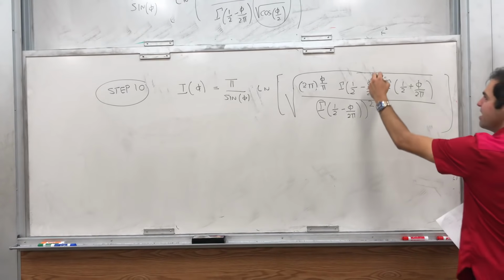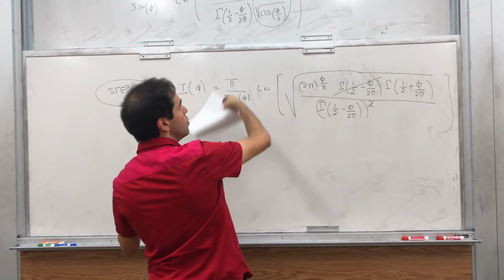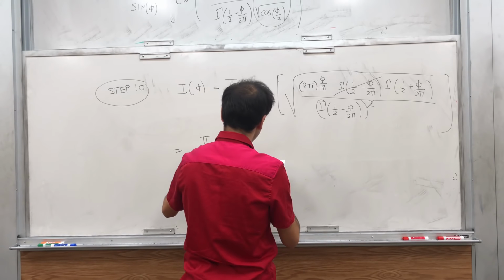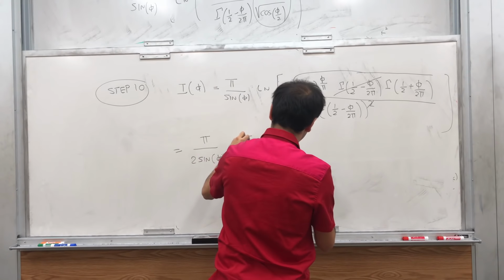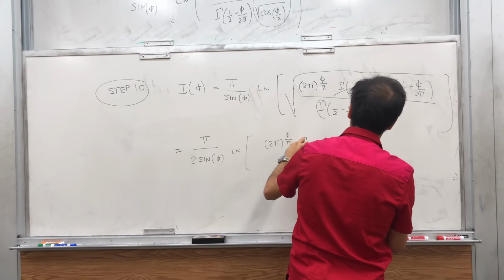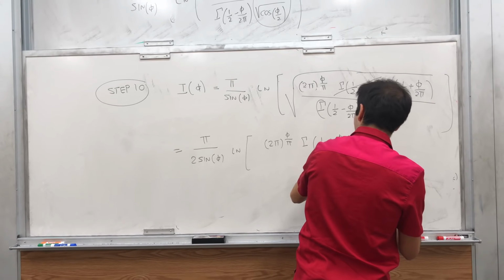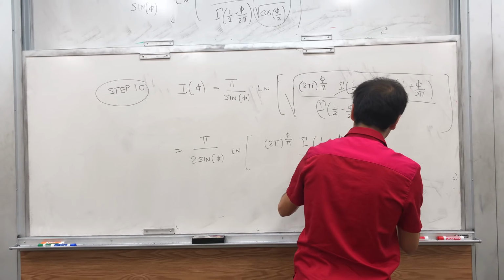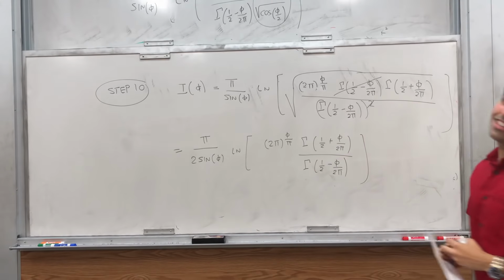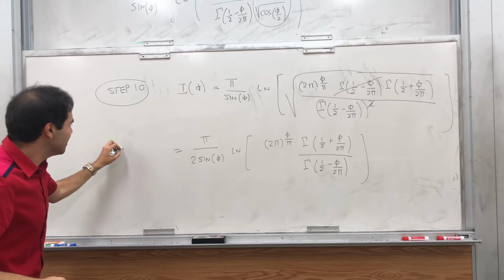And now the nice thing is, one of those factors cancels out, and ln of square root, you just put the 1/2 here, so we get pi over 2 sine of phi, ln of 2 pi to the phi over pi, gamma of 1/2 plus phi over 2 pi over gamma of 1/2 minus phi over 2 pi. And this, ladies and gentlemen, completes the marathon. Woo! So, this is our integral.